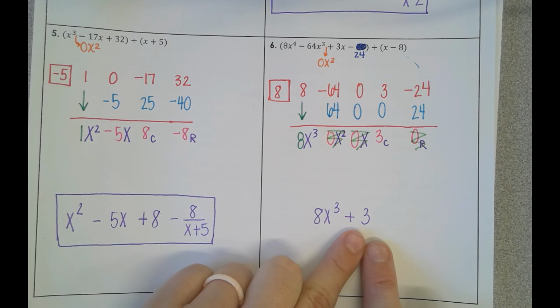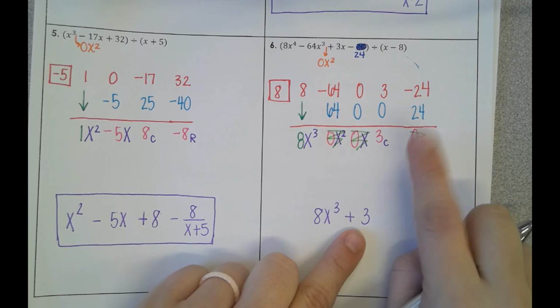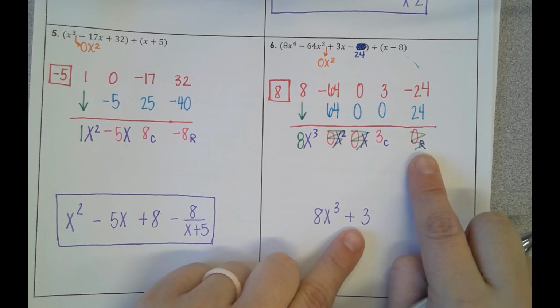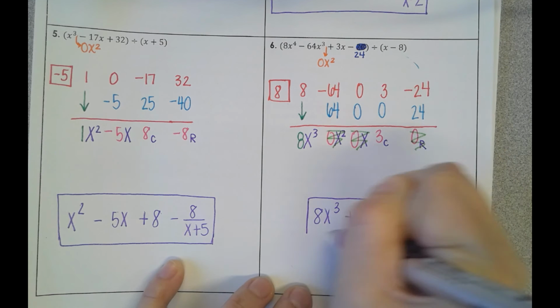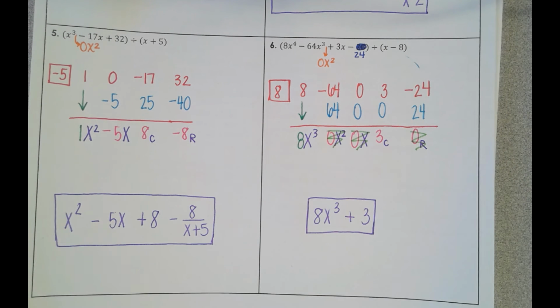The only thing that ever becomes a fraction is the remainder. And we did not have a remainder, so we do not have a fraction. That 3 is my constant, so it's always a plain number. So you will not always have a fraction.